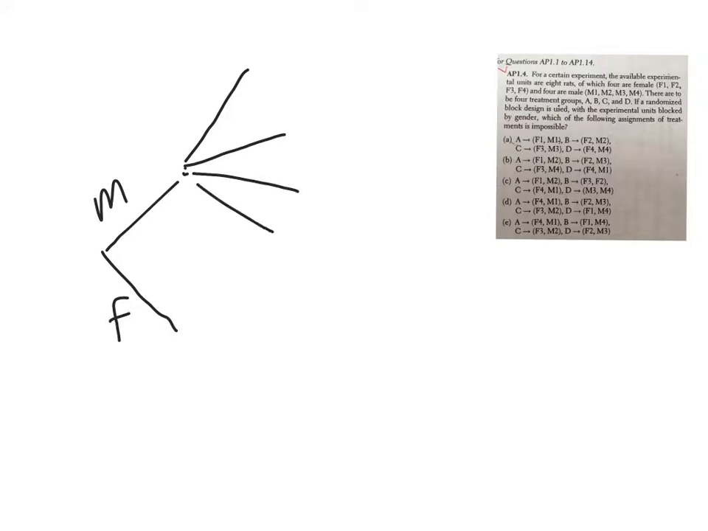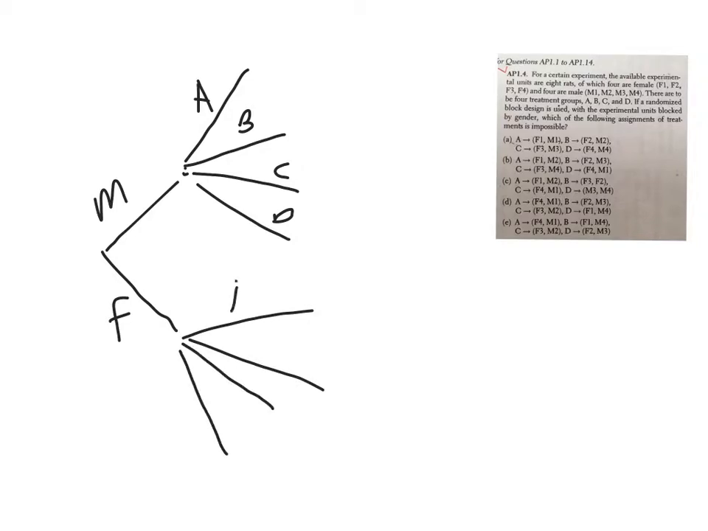I'll get this out of the way. So they block them by gender, and so it might look like this. You've got the male rats over here and the female rats over there. Now they say there's 4 different treatments, and the treatments are called A, B, C, and D. And then over here, the female rats get the same treatments, but we want to look at how the males react and the females react maybe a little bit differently.